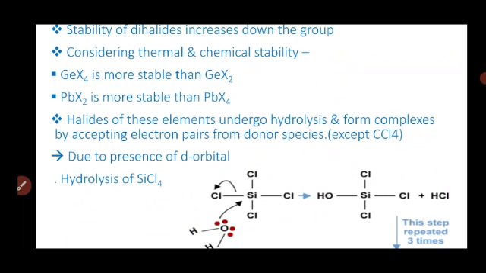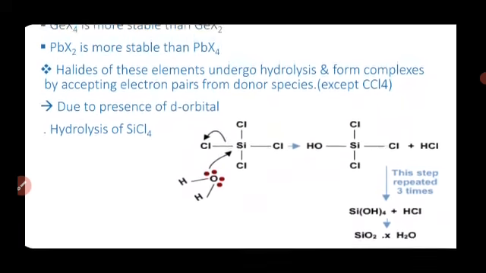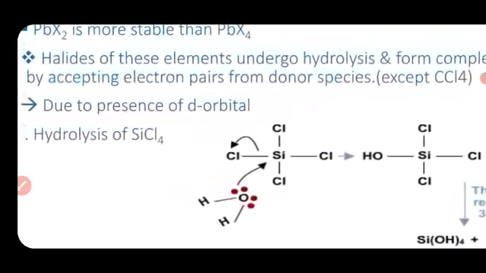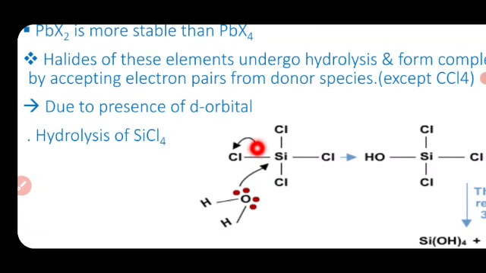Due to the presence of d orbitals, they are ready to accept the pair of electrons from water. So here is an example of SiCl4, silicon tetrachloride. The pair of electrons from water is accepted by silicon and hence this bond is shifted. Means chlorine comes out with the pair of electrons, that is, chlorine becomes negatively charged. Right? And hence chlorine is replaced by which bond? OH bond. And this is how the hydrolysis takes place.